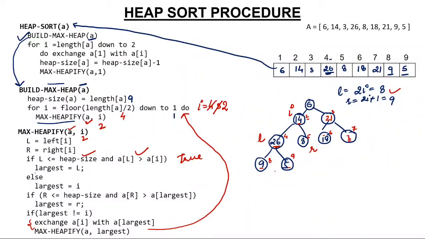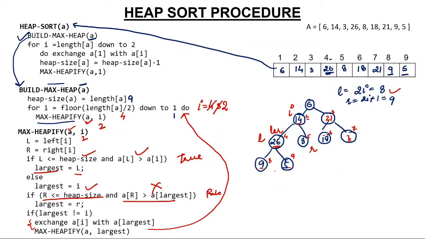I'll move inside and say largest is L. What is L? 26, that is the 4th index. So the 4th index is the largest index. Again, I'll not move to the else part. Again, I'll say, is R less than heap size? Yes, R is 5, which is less than heap size. I'll compare A[R] with A[largest]. What is A[R]? 8. What is A[largest]? 26. Is 8 greater than 26? No. This is true, but this is false, so the condition becomes false. So R will not be the largest, and L is the largest.